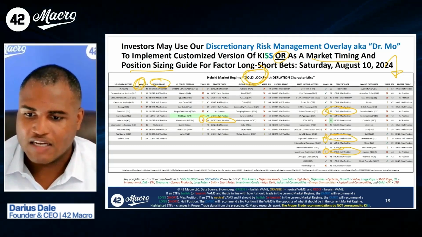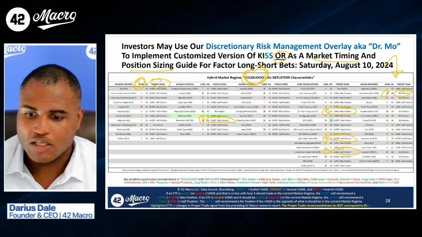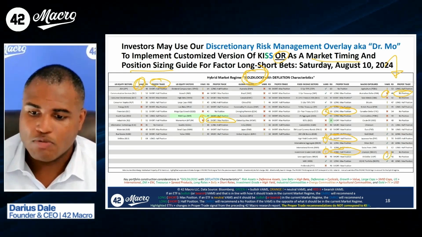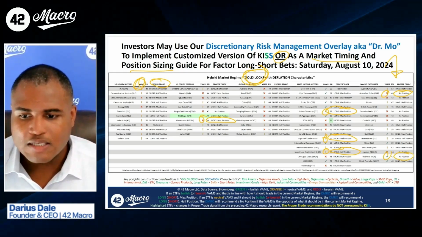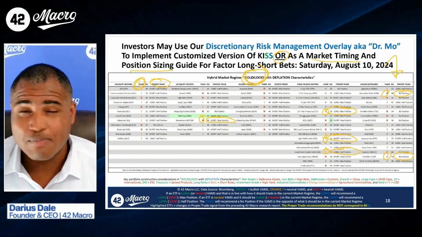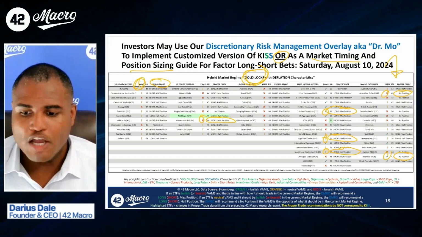And then finally, if an asset is bearish and it should be bullish in this particular regime, Dr. Mo will say, don't do anything, don't touch it. Or if an asset is bullish and it should be bearish in this particular regime, Dr. Mo will say, don't touch it. So again, this is a very powerful tool, and it's a very simple tool that relies on some very unsimple math to help you stay on the right side of market risk.